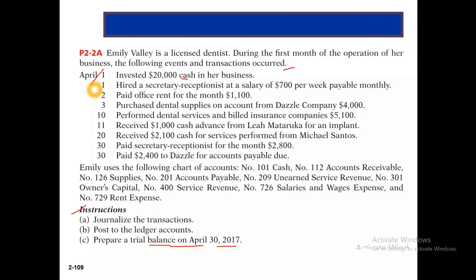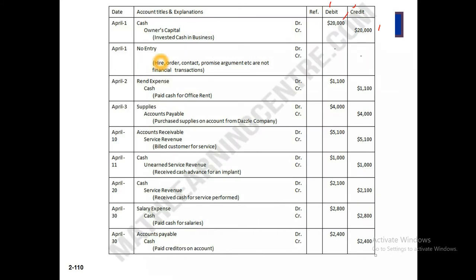And April 1, hire a secretary receptionist at a salary of $700 per week, payable monthly. So payable monthly means we are not paying this amount on April 1st. So it's not a transaction. So no entry. Hire, order, contract, promise, argument, etc. are not financial transactions. So no transaction. That means no entry.